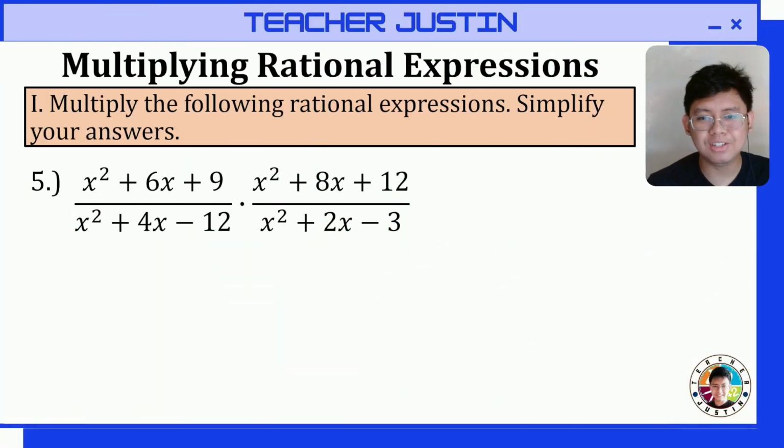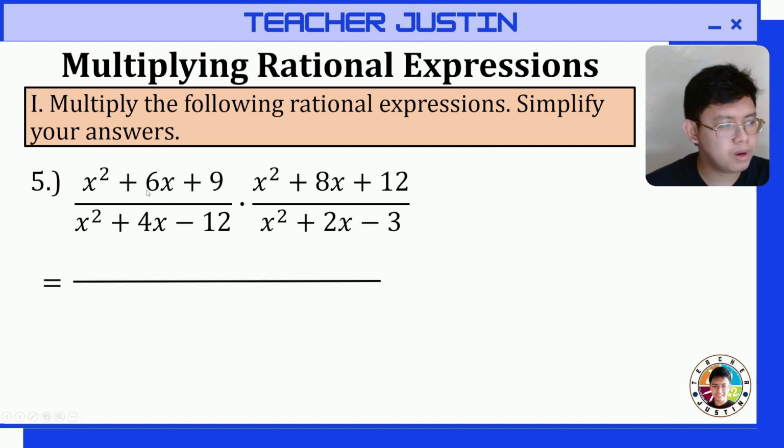Alright. Let's multiply these rational expressions. So, kunin natin yung kanilang product. So, ang first step natin pag nagmumultiply tayo ng rational expression is for us to factor our numerators and denominators. So, simulan natin i-factor yung ating numerator. So, x squared plus 6x plus 9, this is a perfect square trinomial. So, ang factor niya will be x plus 3 times x plus 3.